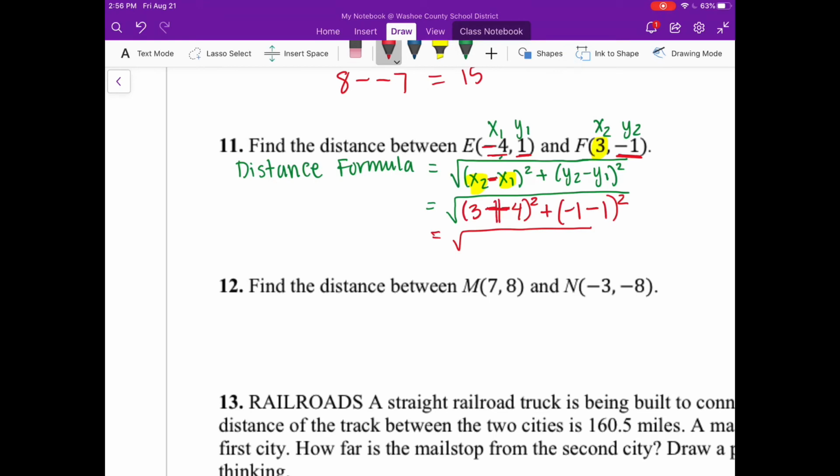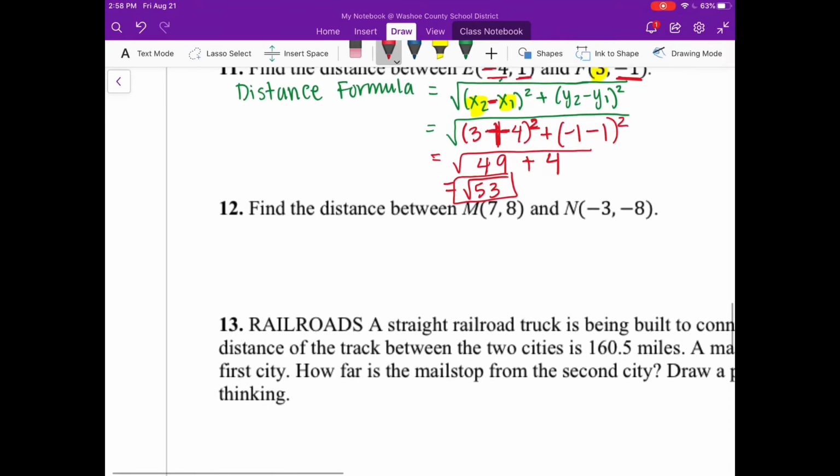This becomes a big plus, two negatives next to each other. So 3 plus 4 is 7. 7 squared is 49 plus. We have negative 1 minus 1 is negative 2. Negative 2 squared is 4. So then I'm going to go ahead and get square root of 53 here, and I'm just going to leave it like that. I'm not going to simplify or anything at this time. Okay.